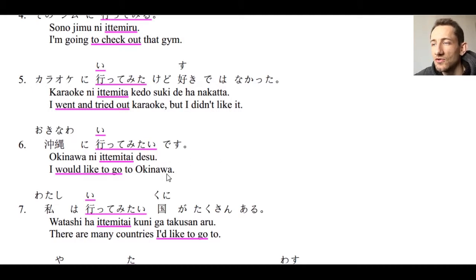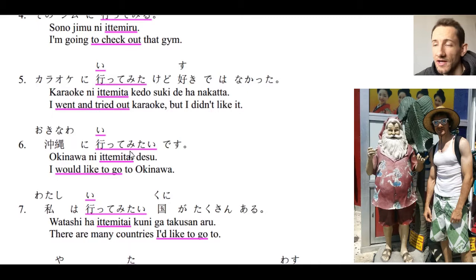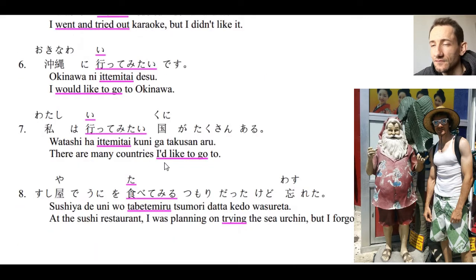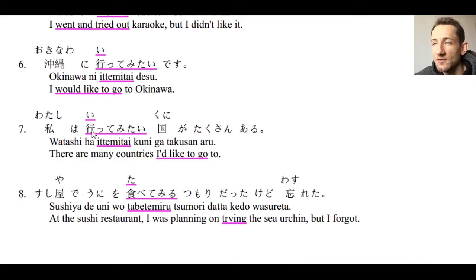So I would like to go to Okinawa. So we have the tai form, right? When we want to express a desire to do something. So 行ってみたい. I would like to go to Okinawa. 沖縄に行ってみたいです. I've been to Okinawa. It's a very beautiful place. Number 7, 私は行ってみたい国がたくさんある。So there are many countries I'd like to go to. 行ってみたい国.